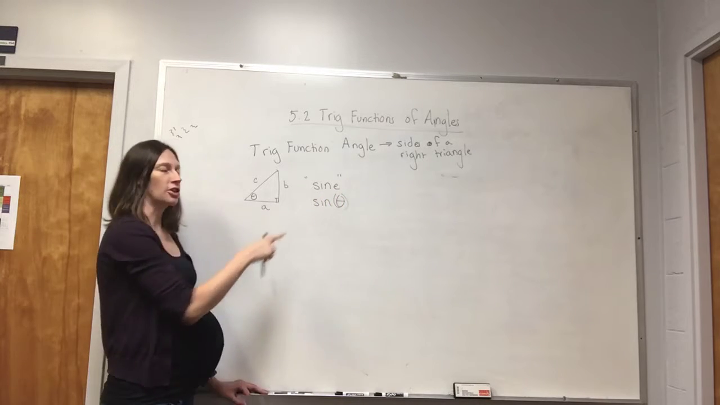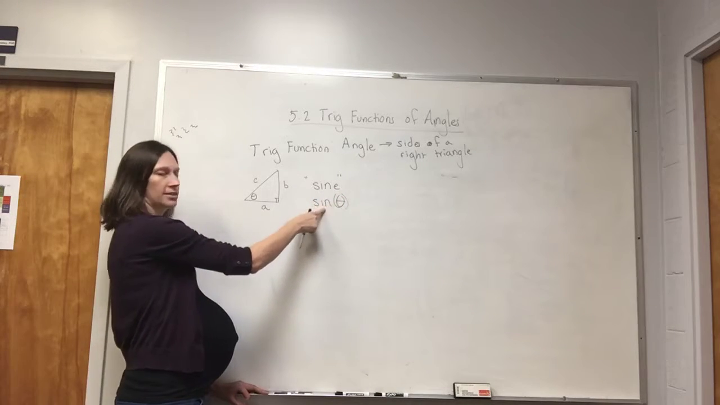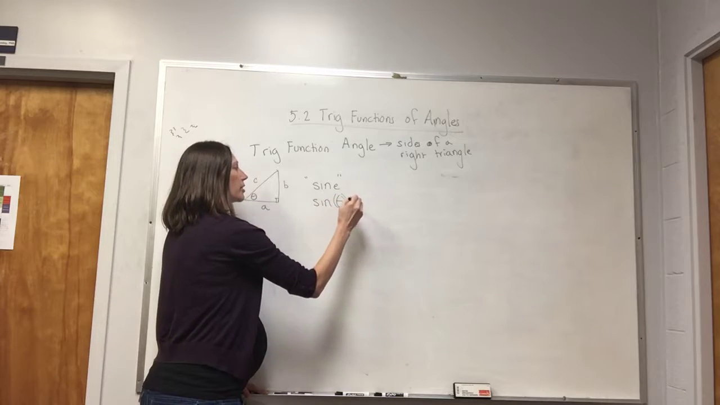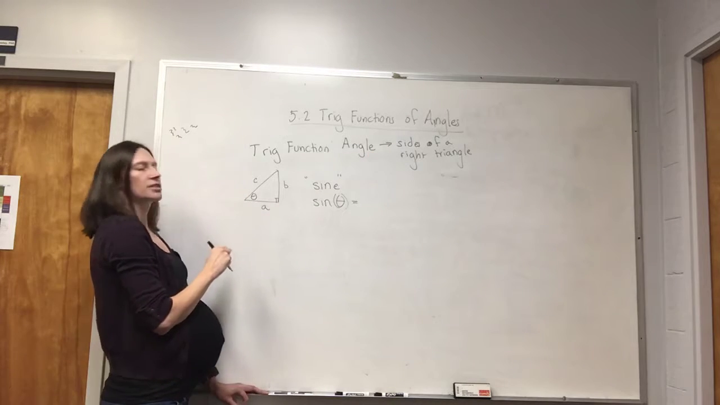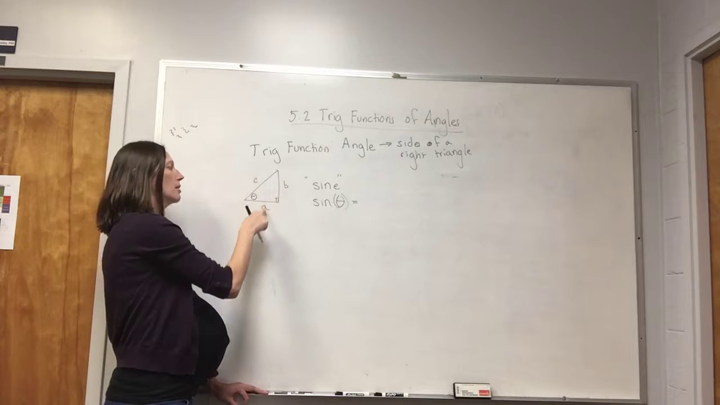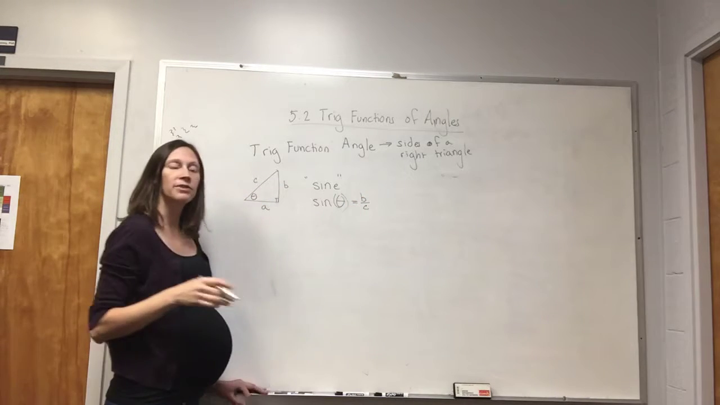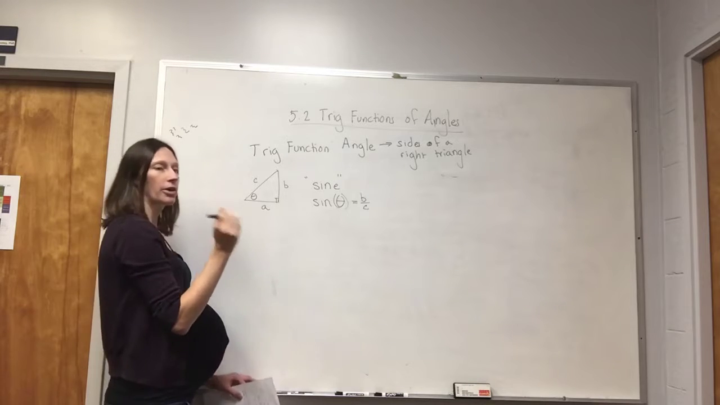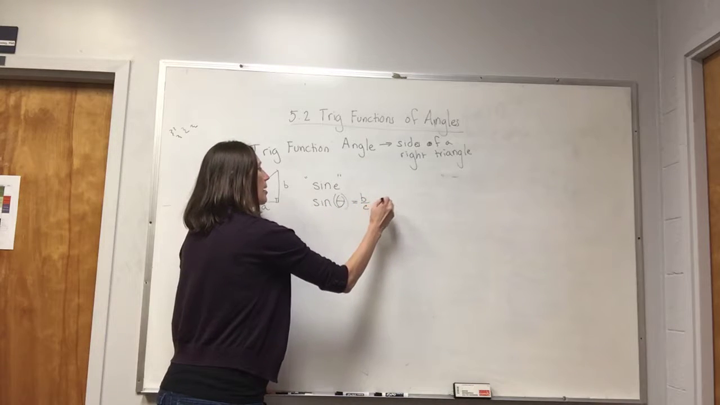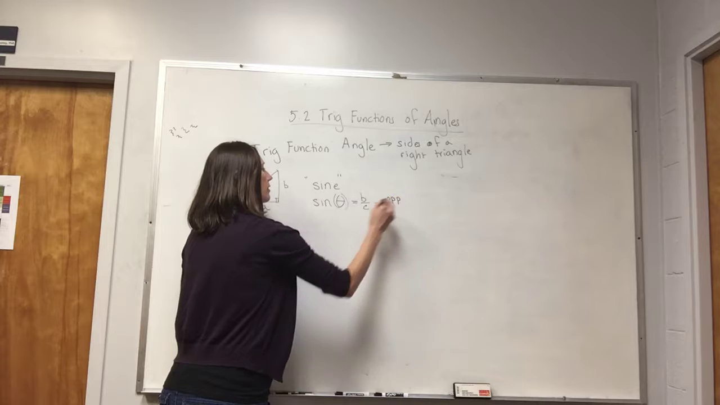So again, function notation. There's my input. That's the name of the function. What is the output? Okay, something having to do with the sides. So the sine of theta is B over C. Don't really have to memorize that relationship. I want you to think about it in a different way. Think about it as the opposite of theta.